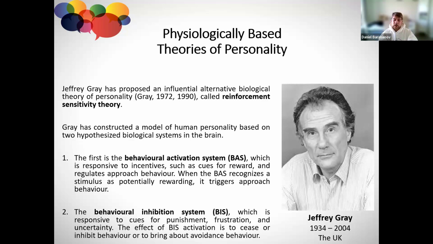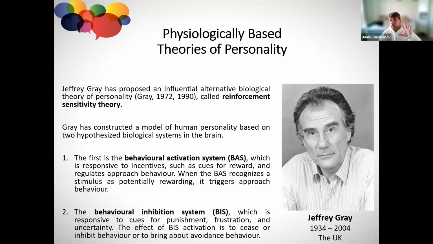It is sensitive to punishment and frustration and uncertainty. And the effect of BIS activation is that you try to avoid certain types of stimulation and behaviors. So when you feel that it's rewarding, you approach. When you feel that it might be frustrating and cause punishment, you avoid. And those two systems work inside you.